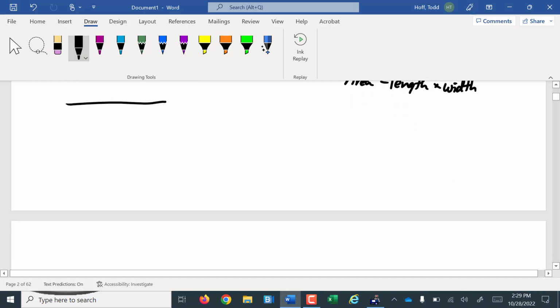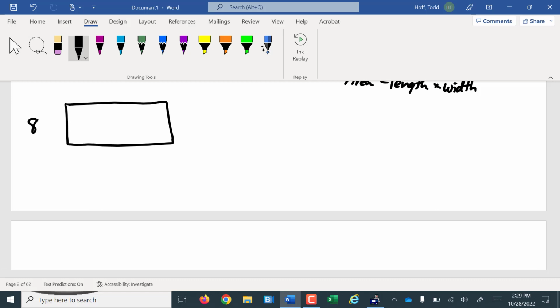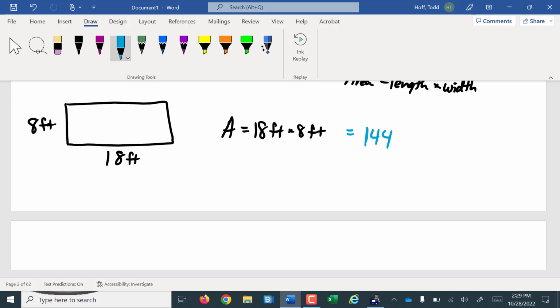So if I just have a rectangle, pretend those look like right angles, that's 8 feet by 18 feet. How do I find the area of that? Length times width. 18 feet times 8 feet. So 18 times 8 is going to be 144. And then remember when we multiply the numbers we also multiply the names. Feet times feet, feet squared, square feet. Perfect.